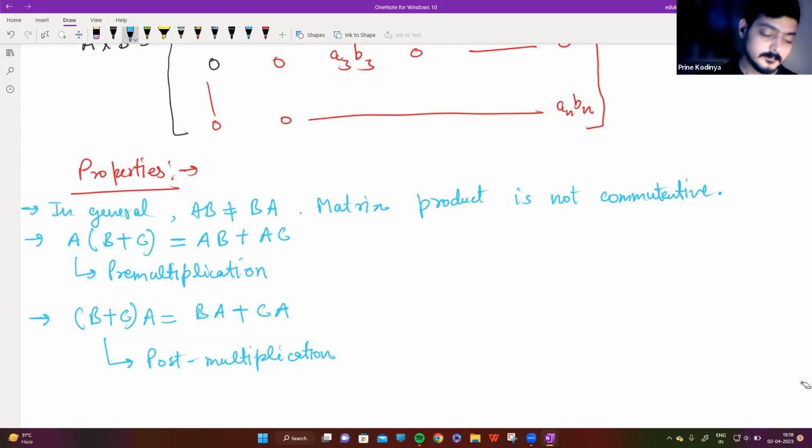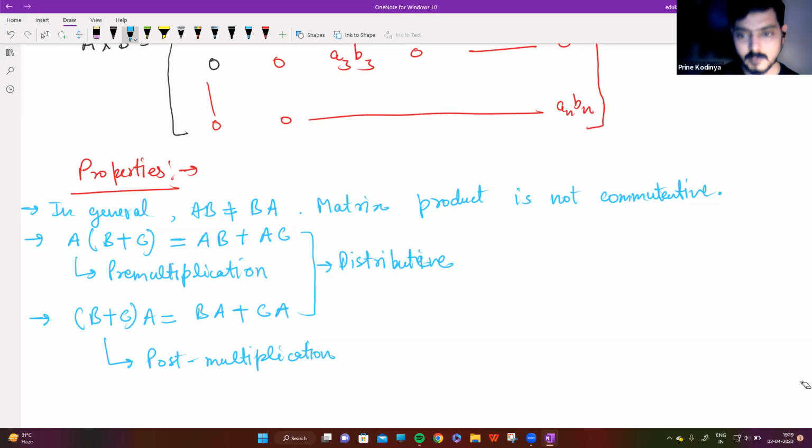We can't change it. It matters, right? So matrix product is not commutative. Now this property is also known as the distributive property. So multiplication is distributive. You can distribute the multiplication. Distributive property. This was the commutative property.